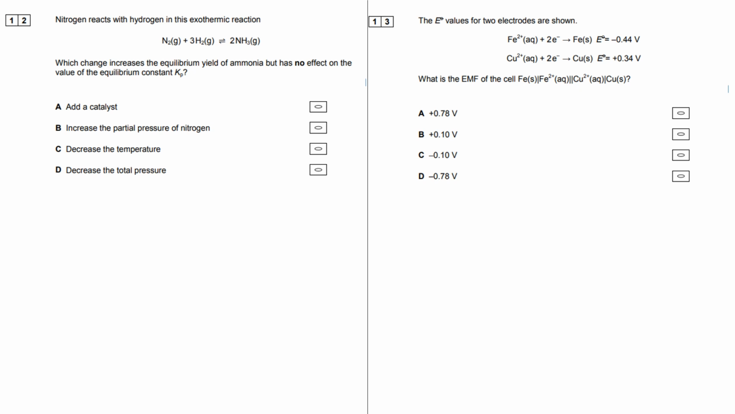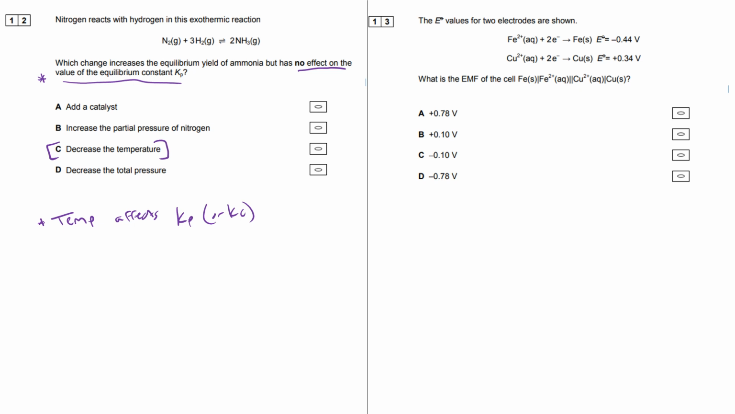Question 12, another equilibrium question here. So nitrogen and hydrogen react together in the Haber process to make ammonia. Which change increases the equilibrium yield of ammonia, but has no effect on the value of the equilibrium constant? So temperature is the only factor that affects the equilibrium constant. So any changes in temperature will not only affect the yield, but it will also affect the value of Kp, or Kc if we were looking at that. So that means we can ignore statement C there. Any other change in factors or conditions will not affect the value of Kp.